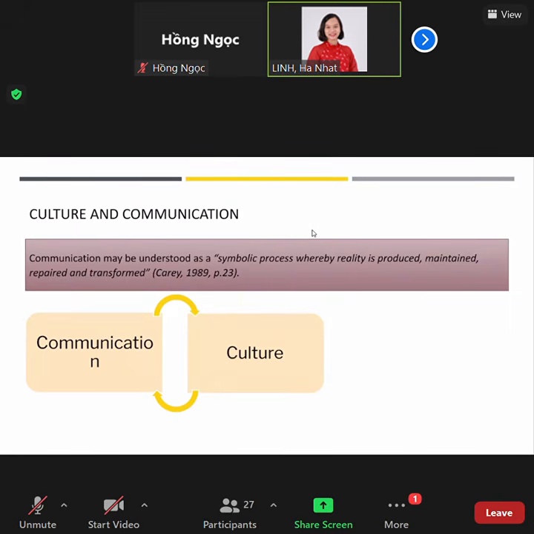Right? Now, communication may be understood as a symbolic process where reality is produced, maintained, repaired, and transformed. And then, can you look at the diagram below the definition of communication? You can see that there is a very close relationship between communication and culture, right?